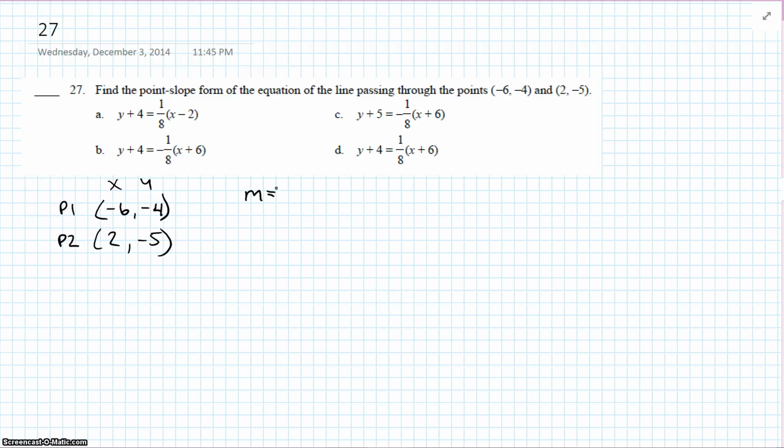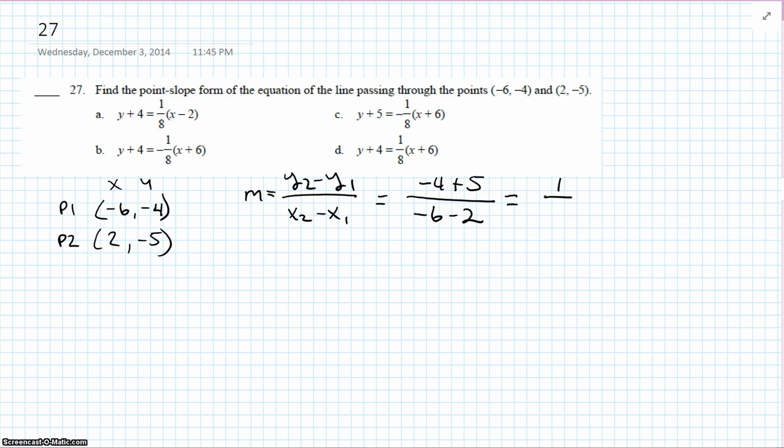So the slope is y2 minus y1 over x2 minus x1. So that's going to be negative 4 minus negative 5 over negative 6 minus 2. I actually used the ones first, but it doesn't matter as long as you do it consistently. So when you add those together, you're going to get 1 over negative 8. So the slope of this line is going to be negative 1 over 8.